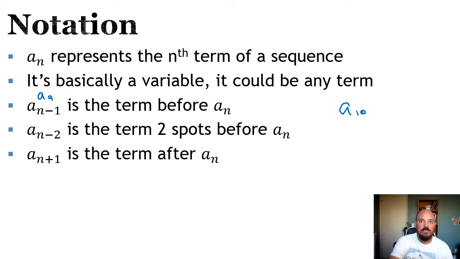That comes right before a10. And 10 minus 2 is 8, so this one would be a8. That's 2 spots before a10. And n plus 1 would be a11. That's 1 spot after a10. So by taking the n and putting a plus or minus some number on it, you're saying, I'm talking about the term that many spots before or after an.